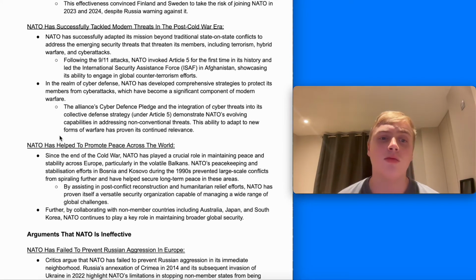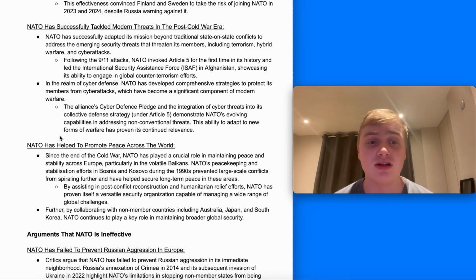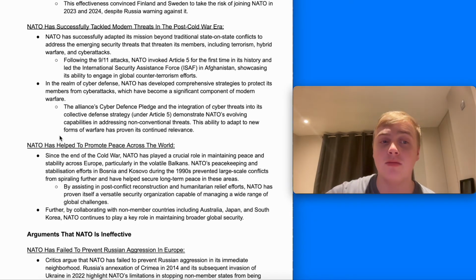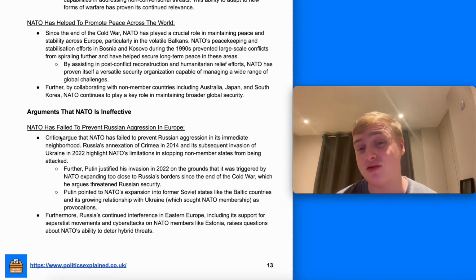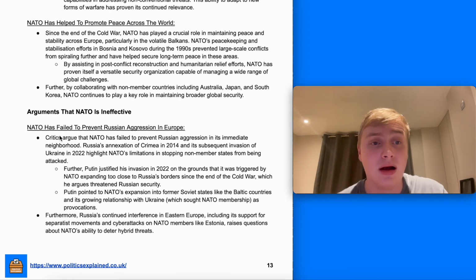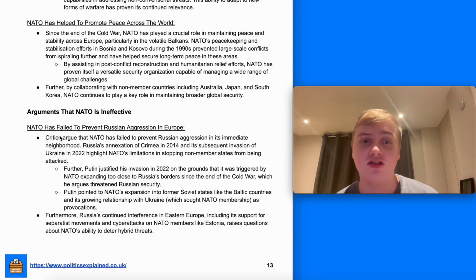Further, in the realm of cyber defence, it's developed comprehensive strategies to protect its members from cyber attacks, which has become a significant component of modern warfare. And finally, it can be argued that NATO is effective because it's helped to promote peace around the world. Not only in Bosnia and Kosovo, in Eastern Europe in the 1990s, where it prevented large-scale conflicts from spiralling further, but also in Libya, actually, and by assisting post-conflict reconstruction and humanitarian relief efforts in a number of countries in the world.